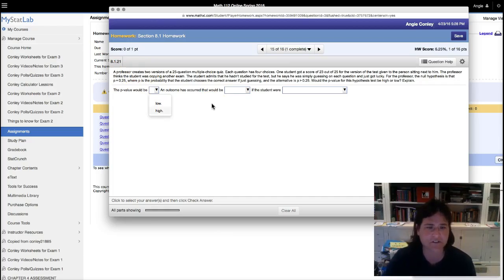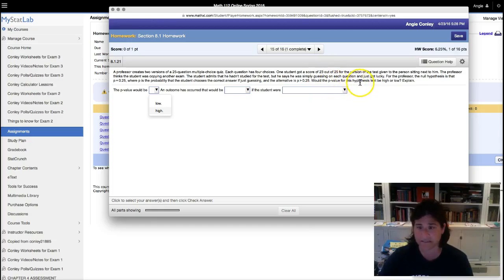A professor creates two versions of a 25-question multiple choice quiz. Each question has 4 choices. One student got a score of 23 out of 25 for a version of the test given to the person sitting next to him. The professor thinks the student was copying. The student admits that he hadn't studied but was just guessing. He just got lucky. For the professor, the null hypothesis is p equals 0.25 because it's 4 choices. 1 out of 4 would be your chance of getting it right, where p is the probability that the student chooses the correct answer if just guessing. And the alternative hypothesis is that the student did better than that. Obviously, he did better.